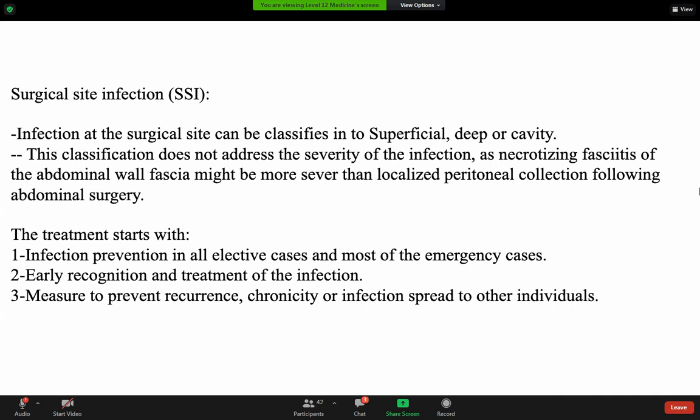واضح؟ So the treatment starts with what? أول شيء infection prevention in all elective cases and most of the emergency cases. طبعا نعطي prophylactic antibiotic even in the emergency cases in the OR just before you start you give 1 dose of cefazolin, for example. Number 2, early recognition and treatment of the infection is very important because when you recognize the condition from the beginning, you will start antibiotic, you will treat it. It's better than late.